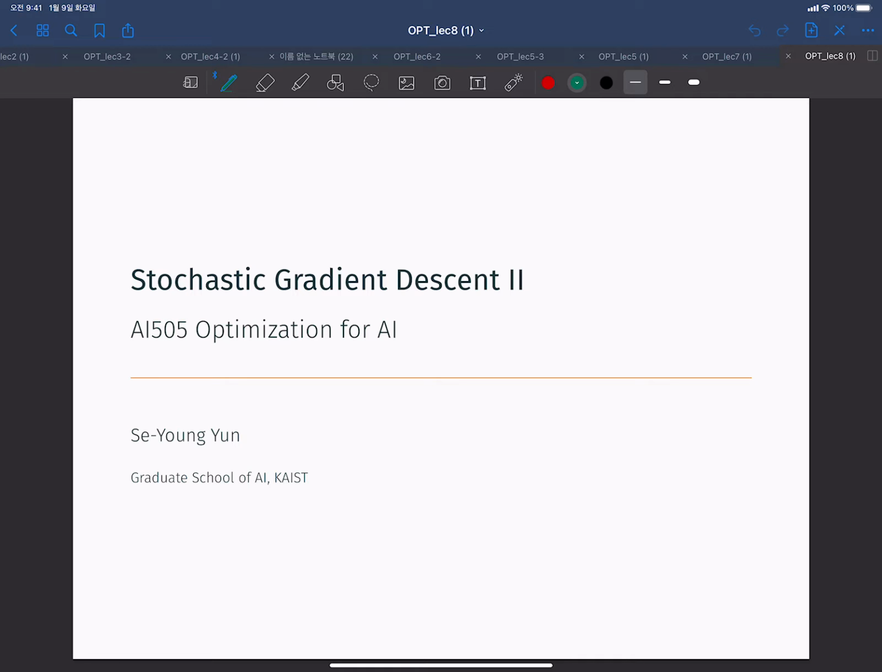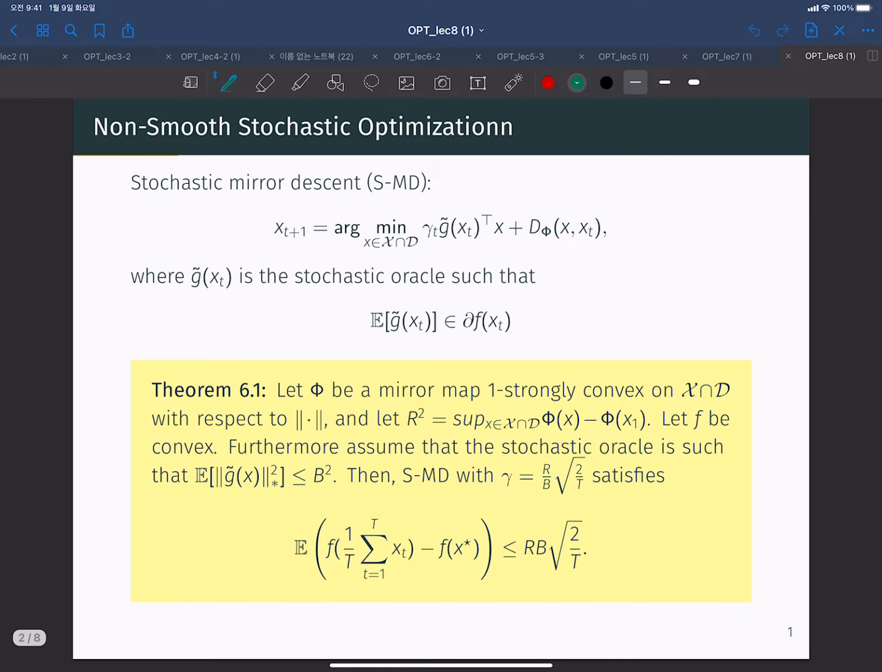The stochastic gradient descent algorithm can be applied to the mirror descent algorithm as well. So what is mirror descent? We already discussed it in week four, I guess, yes. The mirror descent algorithm can deal with non-Euclidean space. That was the benefit of the mirror descent approach.